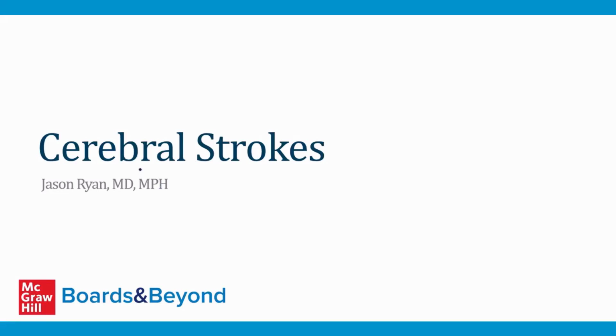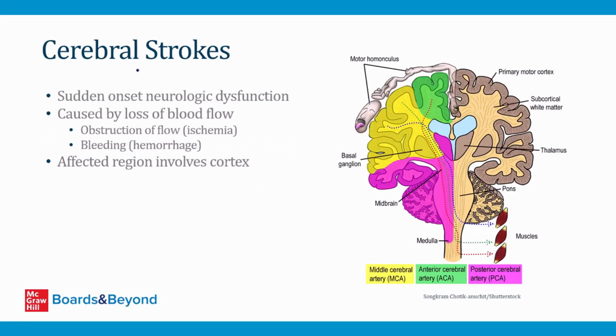Hello, everyone, and welcome to our module on cerebral strokes. Let's start by talking about what we mean when we refer to a cerebral stroke. So, strokes in general refer to clinical syndromes where patients develop the sudden onset of neurologic dysfunction, either motor loss or sensory loss. And strokes are caused by loss of blood flow to a region of the brain, and there are two general patterns by which this happens.